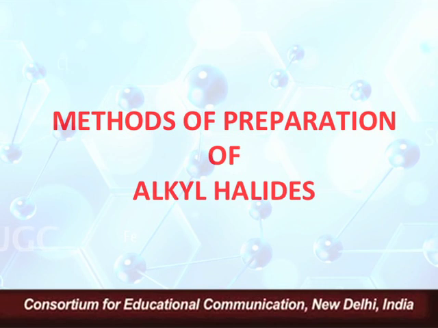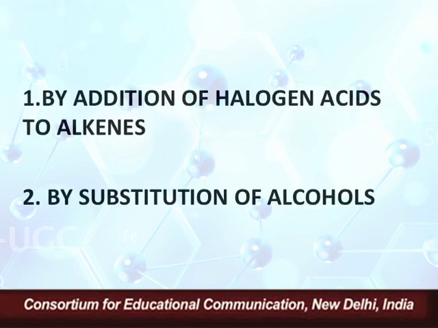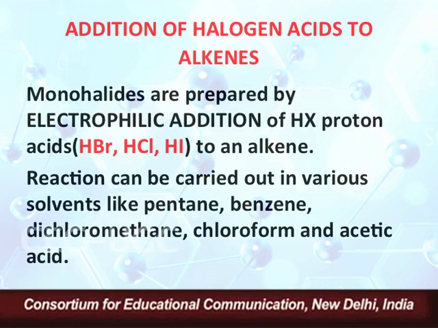In today's lecture, we shall be discussing methods of preparation of alkyl halides by addition of halogen acids to alkenes and by substitution of alcohols. Monohalides can be prepared by electrophilic addition of halogen acids, that is HBr, HCl and HI to an alkene.